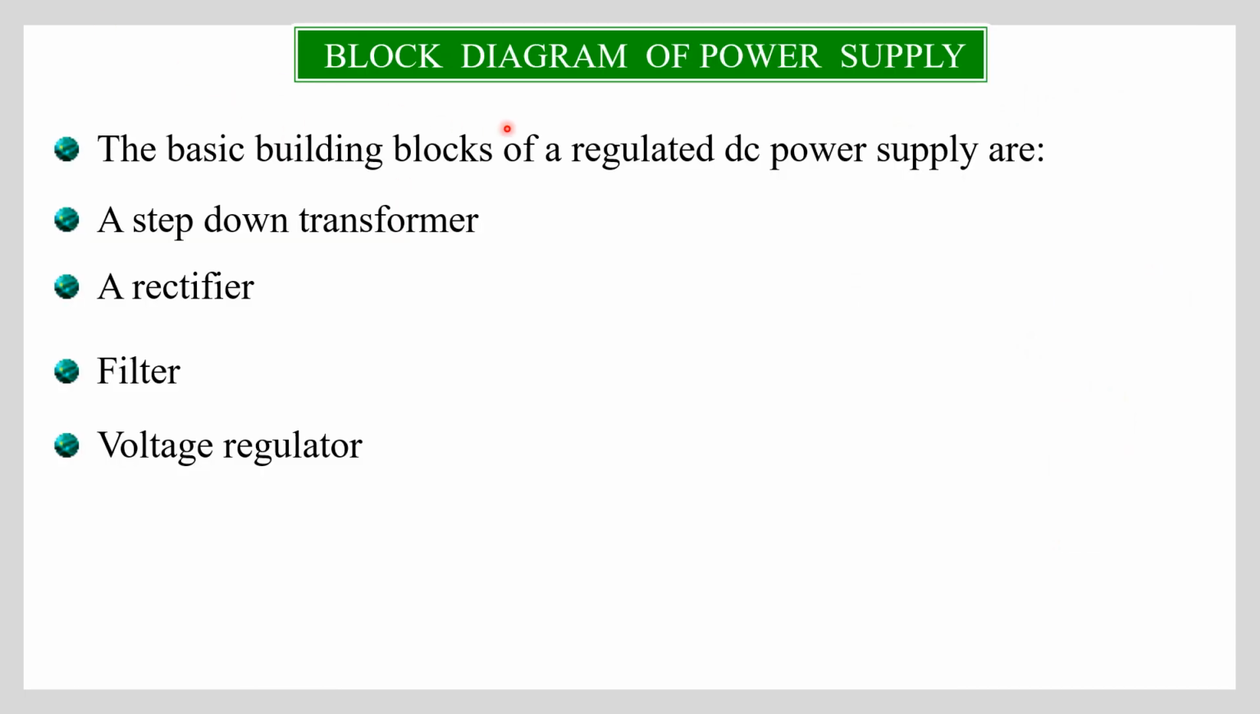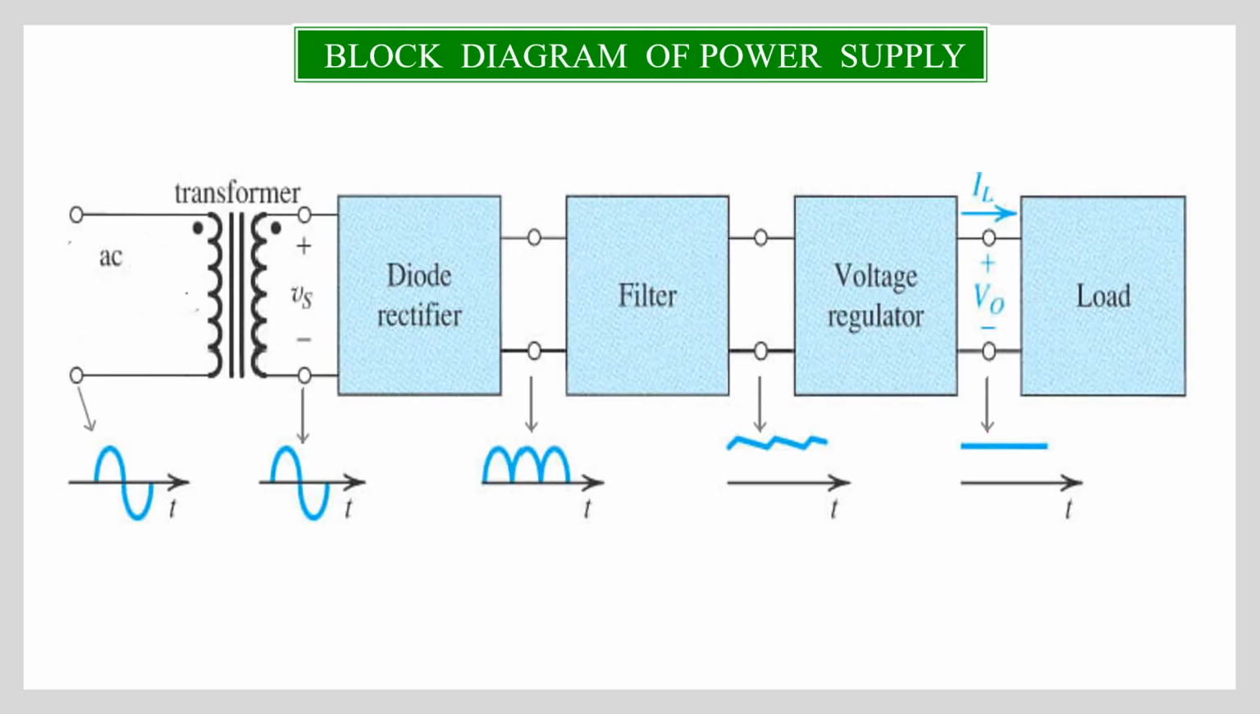So let us start with the block diagram of the power supply. The basic building blocks of a regulated DC power supply are a step-down transformer, a rectifier, a filter and a voltage regulator. Let us see the block diagram. The basic block diagram of a complete power supply is shown here. The transformer, then the rectifier, the output of the rectifier is given to the filter followed by a voltage regulator. To this power supply a load is connected.